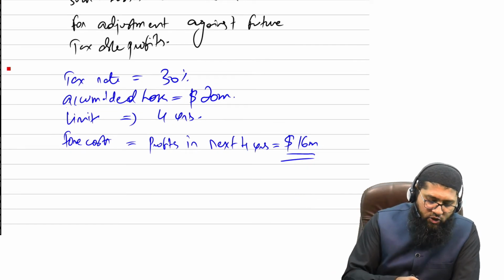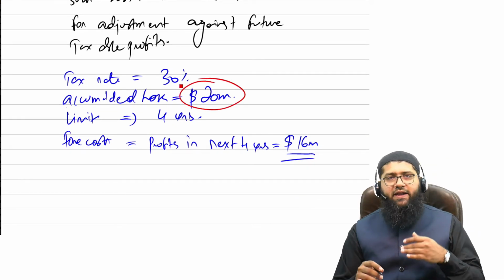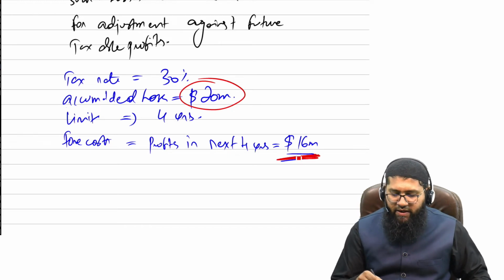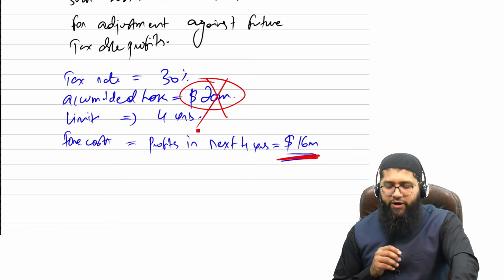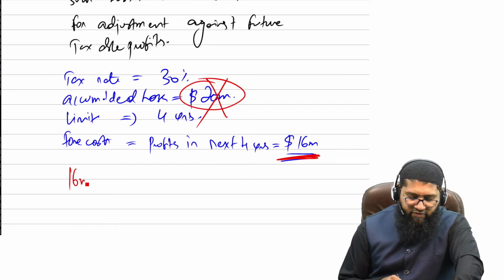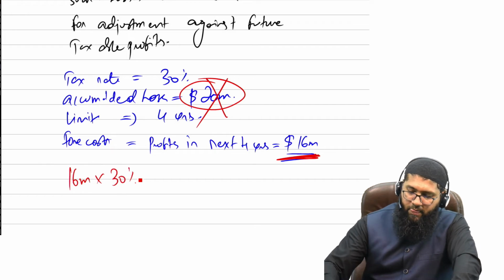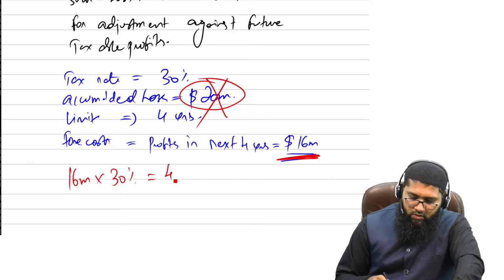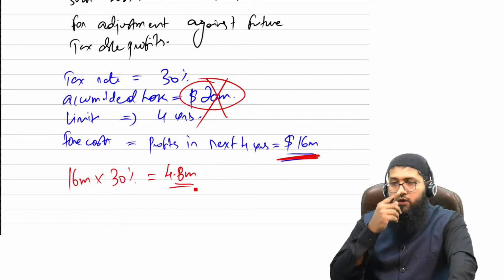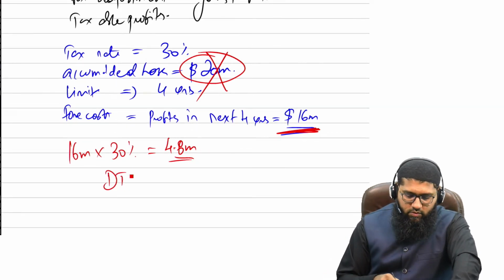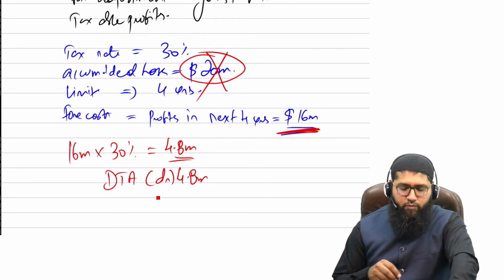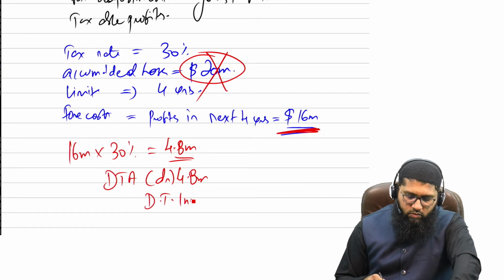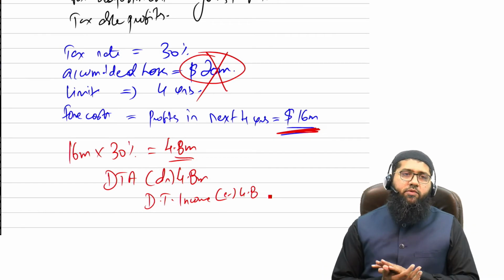So what happens is that you cannot recognize the deferred tax asset on this 20 million. It is only 16 million on which you can recognize the deferred tax asset. You cannot recognize on 20 million. So what are you going to do? You say 16 million multiplied by 30% gives you 4.8 million. So you would say: deferred tax asset, debit 4.8. Deferred tax income, credit 4.8. Do you get it now?